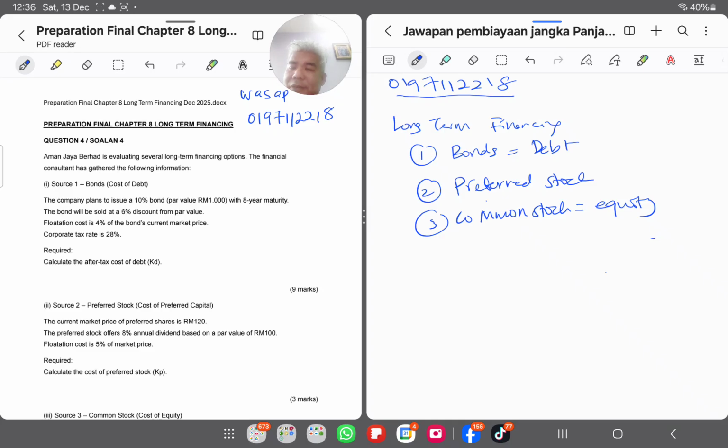is in the first question. Aman Jaya, we have three long-term financing. Aman Jaya Berhad is evaluating several long-term financing options. The finance consultant has gathered the following information. So first is the cost of debt or bonds.